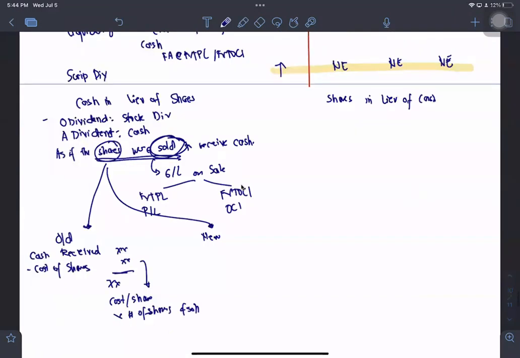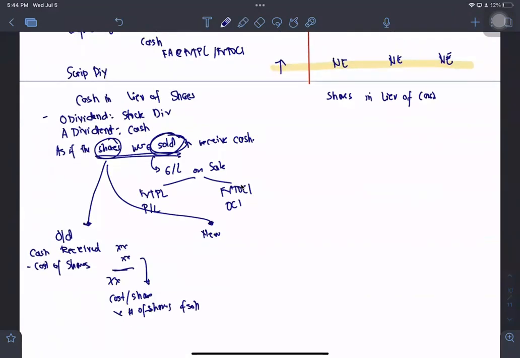How about for a new dividend? You just have your cash received, and you compare it to the fair value of the should-be shares. That is now your gain or loss. So what's the difference? Here, we need to compute the cost of shares. Why? Because the cost of shares is embedded in the total amount of investment. While for the new one, we don't need to.